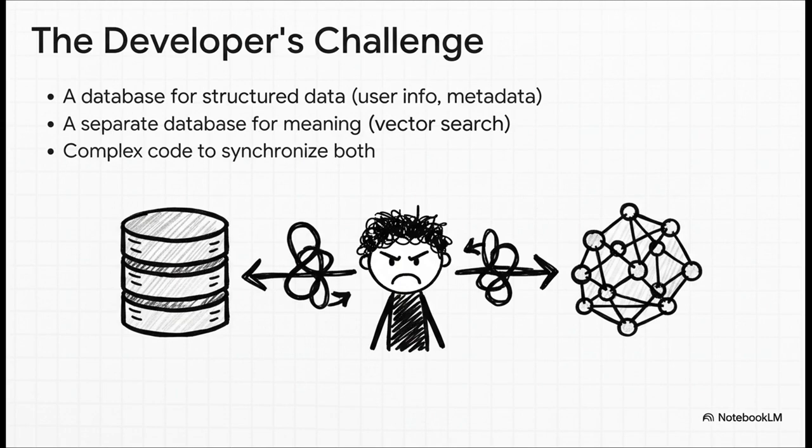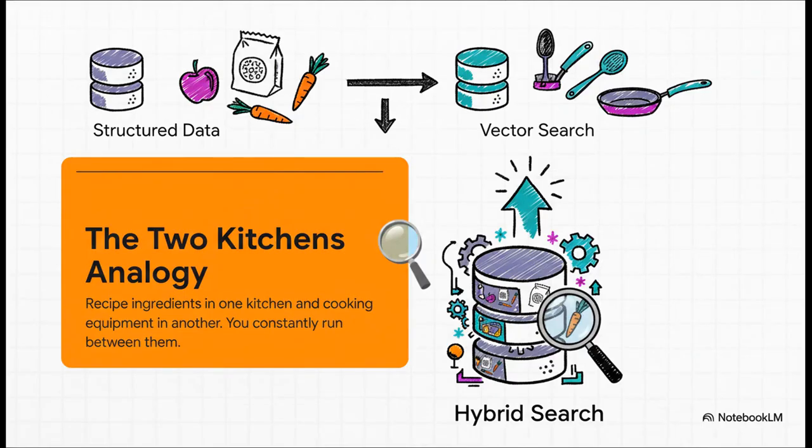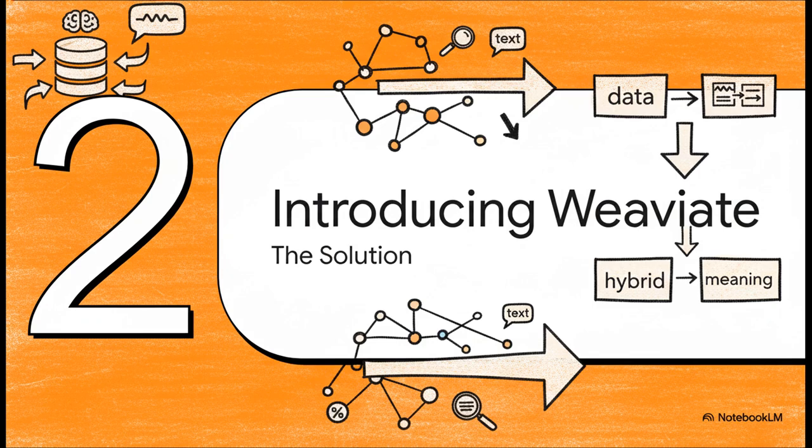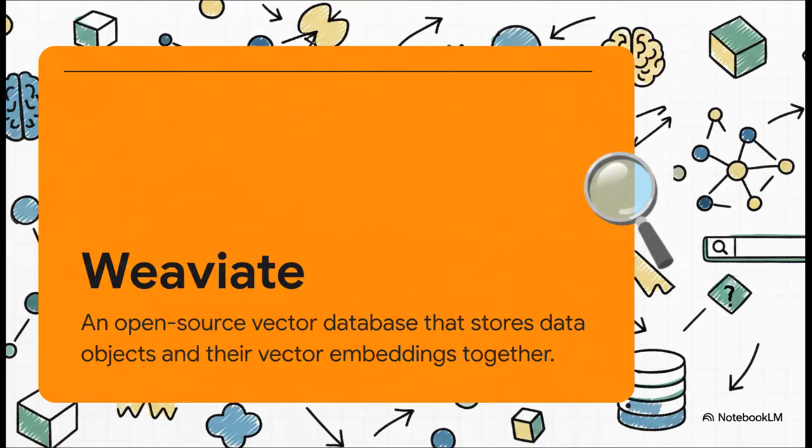It's a real headache. And this is where that two kitchens analogy just hits perfectly. Imagine you're trying to cook a meal, but all your ingredients are in the kitchen and all your pots, pans, and knives are in the garage. You'd spend all your energy just running back and forth, right? Well, that's the exact same inefficiency developers are dealing with every day. And this is precisely the problem Weaviate was built to solve. It's designed to basically knock down the wall between those two kitchens and build one single, unified, and really intelligent space to work in.